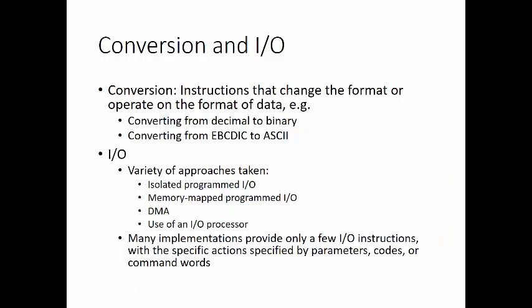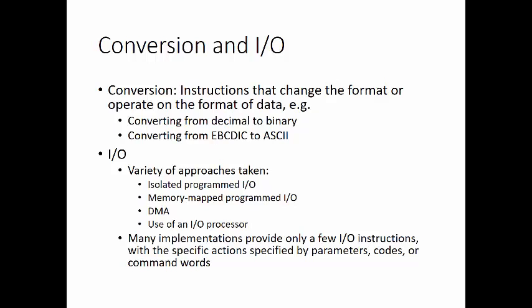Conversion: instructions that change the format or operate on the format of the data, for example, converting decimal to binary, which we saw in Chapter 9, or converting EBCDIC to ASCII, or vice versa. I/O operations: a variety of approaches can be taken. Basically, we discussed these in the memory management module, or in the I/O module. Isolated programmed I/O, memory mapped, direct memory access, and use of an I/O processor.